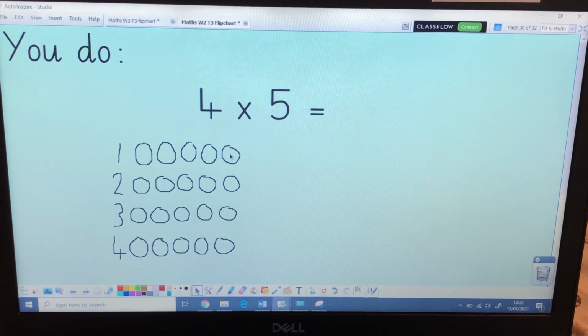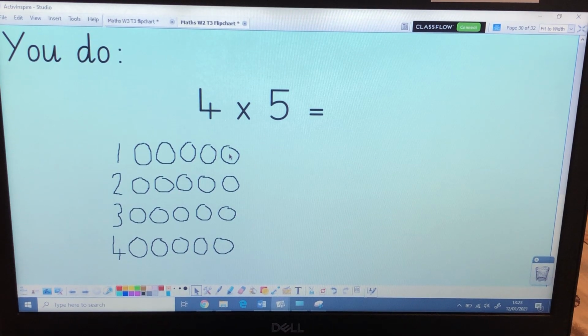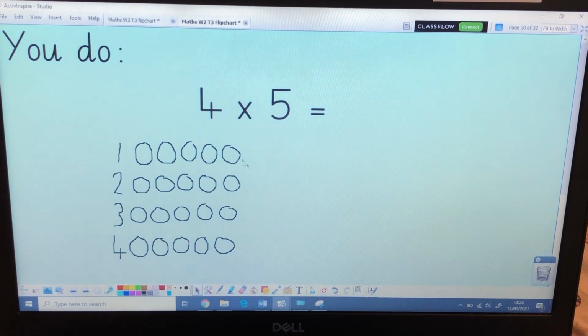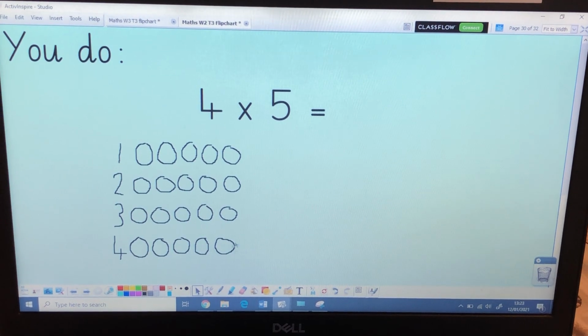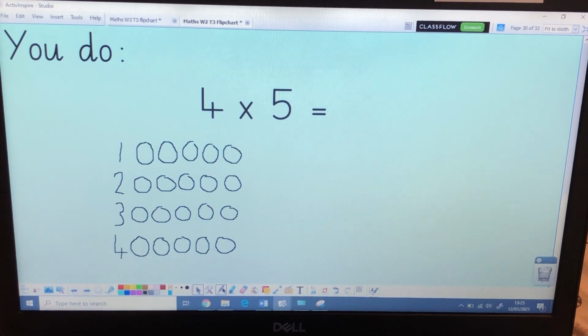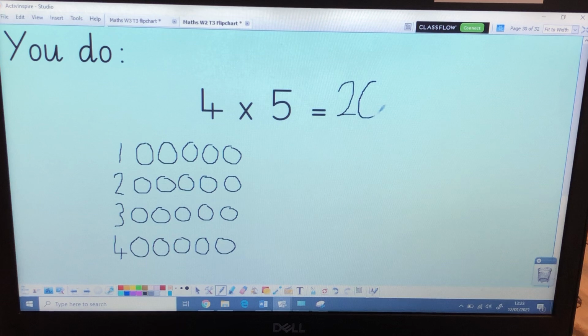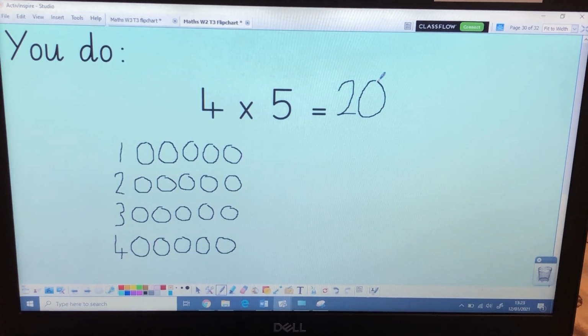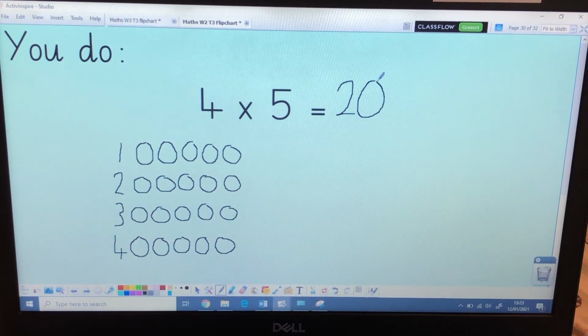Now, like I said, if you know there are 5 in each group, you don't need to count them individually, because I know that you can count in 5s. Are we ready? 5, 10, 15, 20. So brilliant, well done. The answer is, you're right, it's 20. Super. Okay, this is the end of our input for today. You are going to go back to the slide, and there are some questions for you to answer.